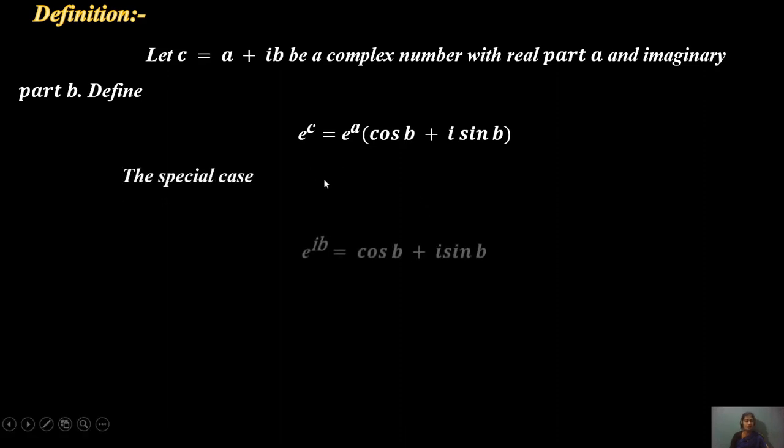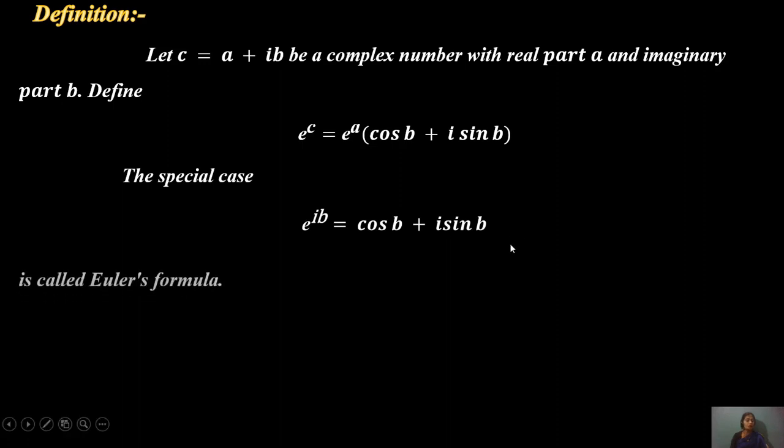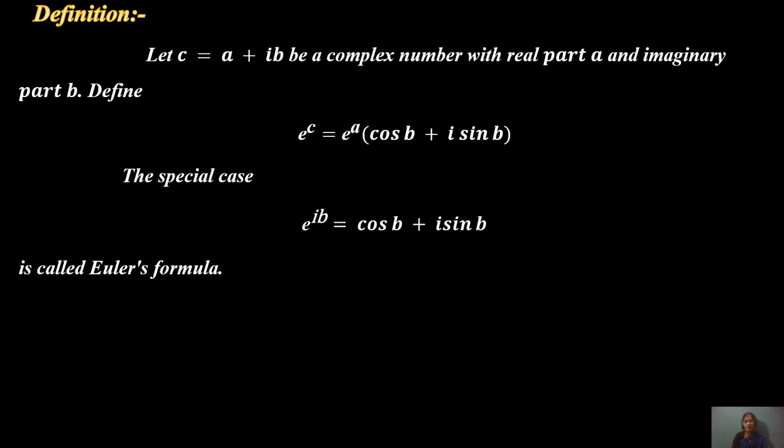In the special case, e to the power ib equals cos b plus i sin b. This condition is called Euler's formula, for evaluating e to the power ib equals cos b plus i sin b. Both of these functions will be used.